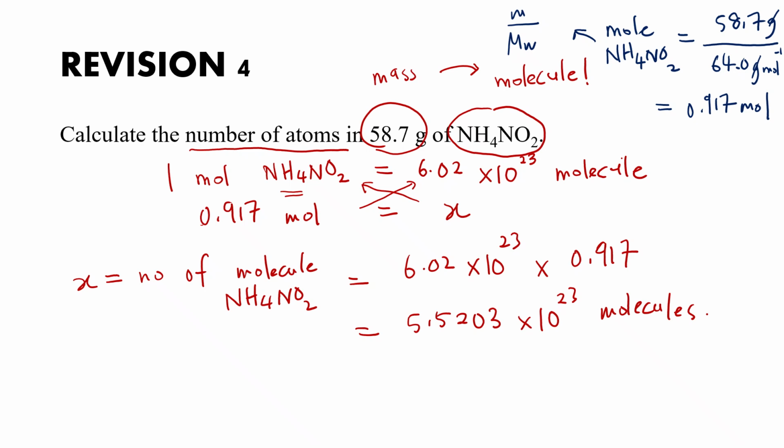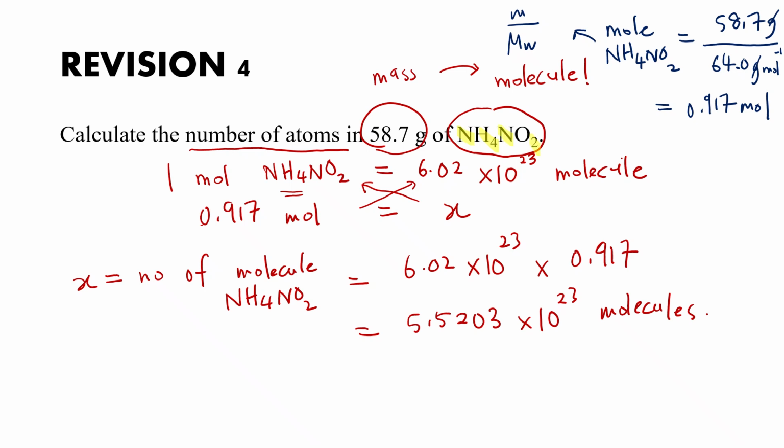Alright, so since kita dah ada number of molecules, then barulah kita boleh cari number of atoms. Okay, so tengok balik dalam formula of ammonium nitrate, kita ada NH4NO2. So berapa molekul kat dalam sini? Berapa atoms yang kita ada dalam sini? Kita ada 4, tambah dengan 1 ni 5, 6, 7, 8.